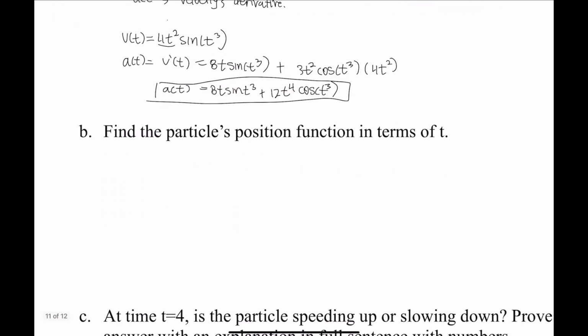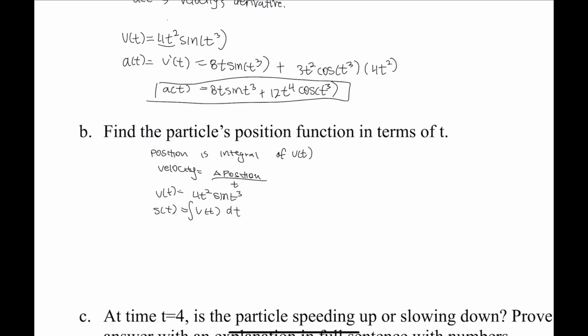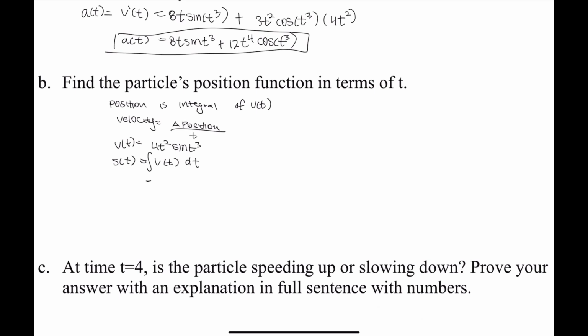Okay, and then the second part is the particle's position function in terms of t. So the position function is actually the integral of v of t, the velocity function, because velocity equals change in position over time. So v of t again is equal to 4t to the second sine t third. So s of t, or position, would equal v of t integrated. That means the integral of 4t squared sine t third dt would be the s of t function.